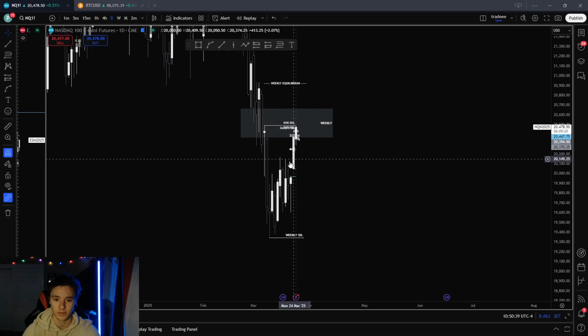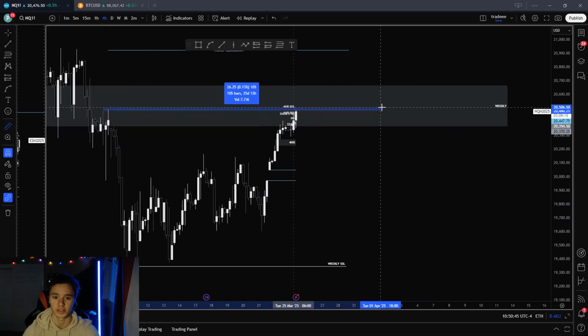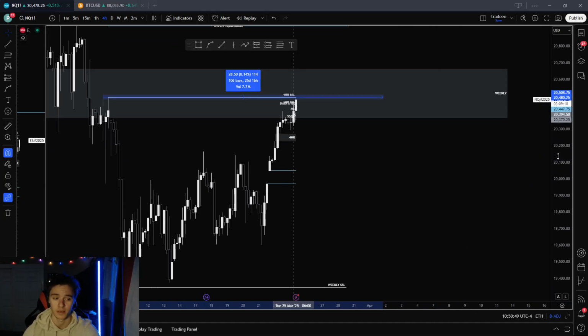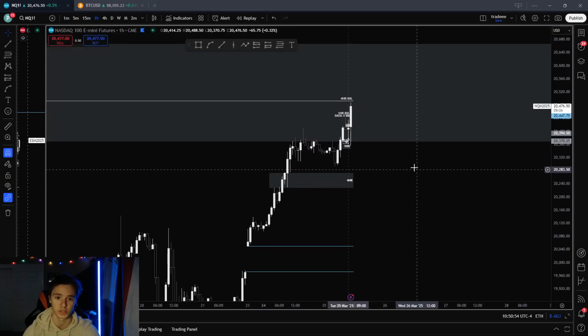So with the 4 hour and the 1 hour charts still being bullish, the daily chart, if we look at this daily candle, we just displaced higher. So I still have reasons to be bullish to this buy side, which is within this weekly fair value gap. So 4 hour still bullish, the 1 hour still bullish.